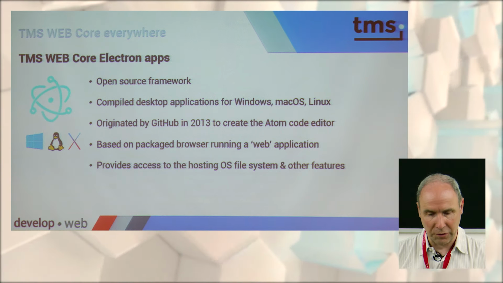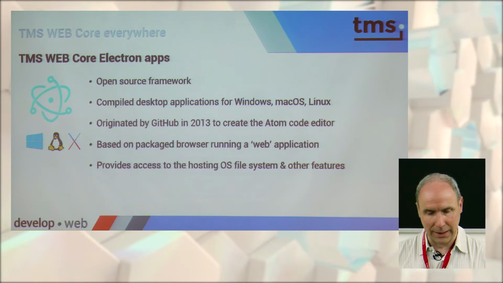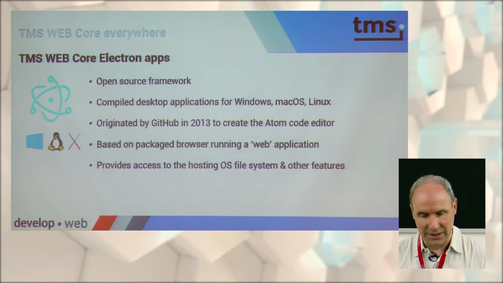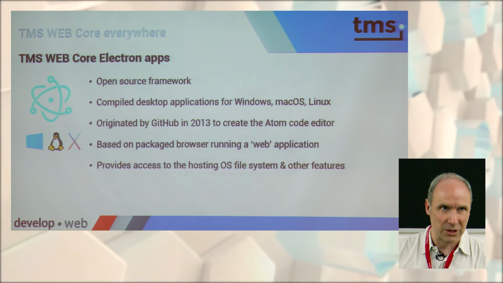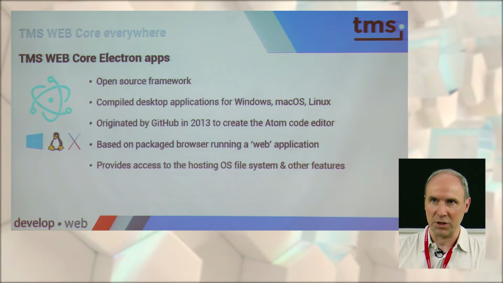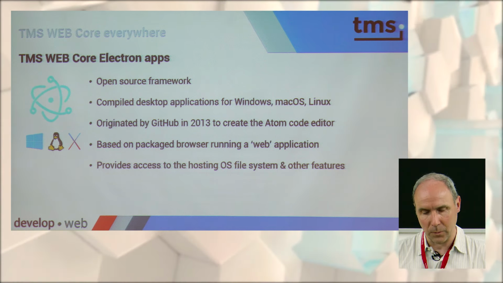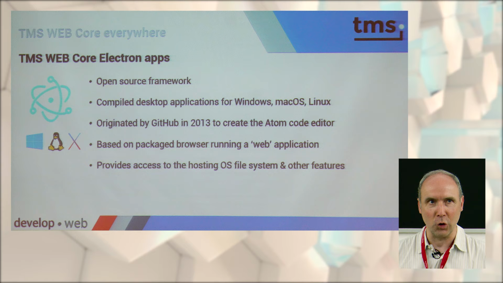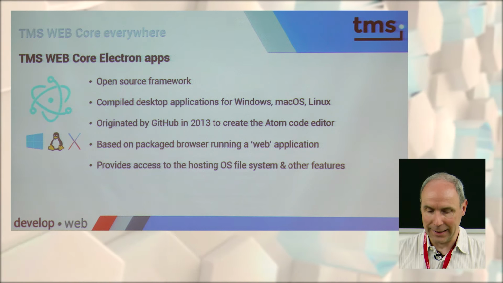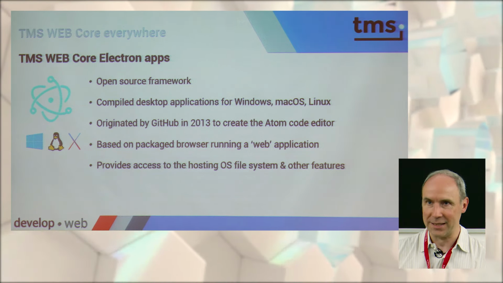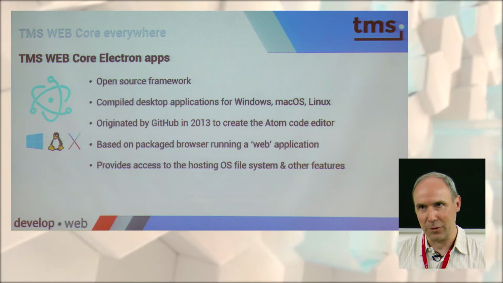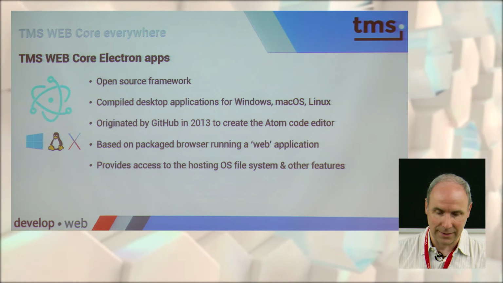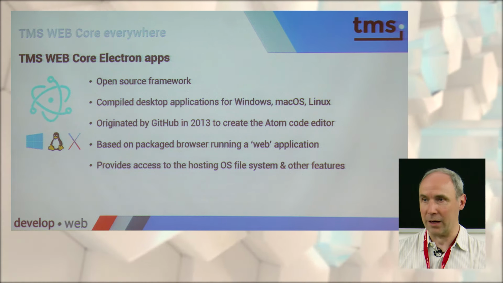Electron is an open source framework. It originates from 2013. It was actually the framework that was created to build the Atom code editor. Atom code editor is actually the code editor that precedes Visual Studio Code. It was a code editor designed for being cross-platform.